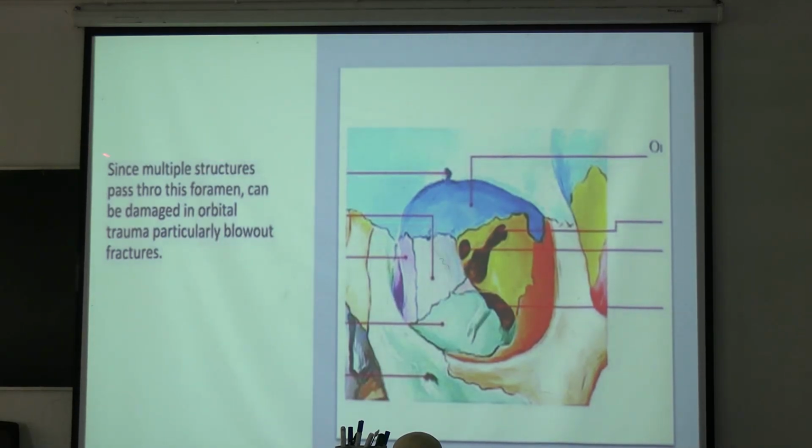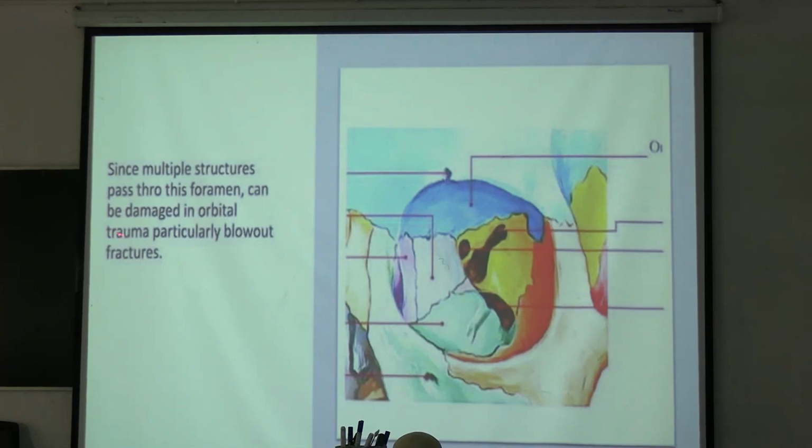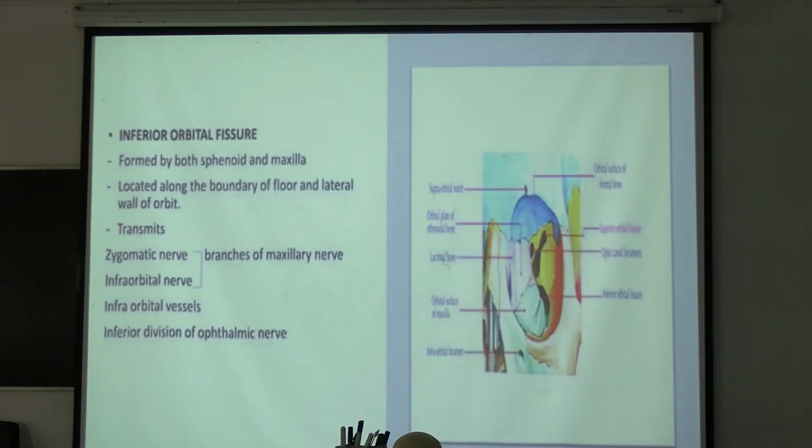Since multiple structures pass through this foramen, they can be damaged in orbital trauma, particularly in blowout fracture. In case of fracture of the orbit, these important nerves and vessels are damaged in case of injury to the superior orbital fissure. Okay. Next, we are going to inferior orbital fissure.